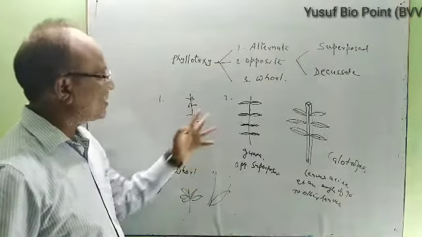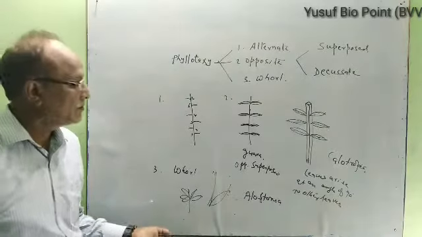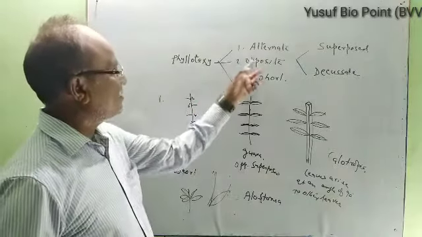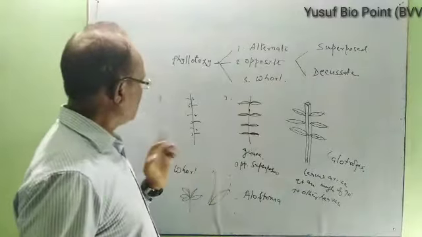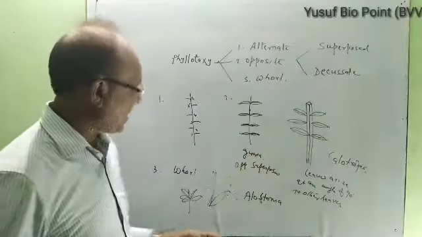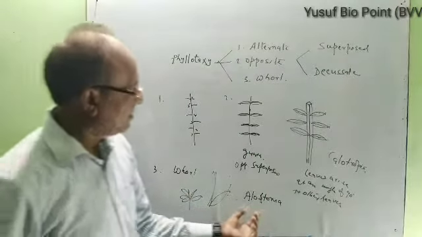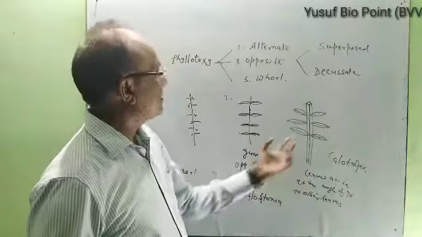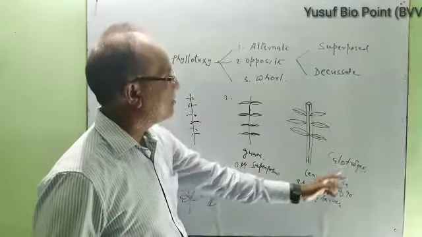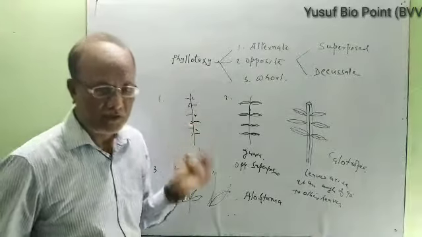Phyllotaxy. So there are three types of phyllotaxy: alternate, opposite, whorl. This is alternate, one by one. This is opposite to each other, and this is the cyclic, I mean the cyclic whorl. Example, Alstonia. In the opposite, guava and Calotropis. In the alternate, mustard, China rose, whatever you like.